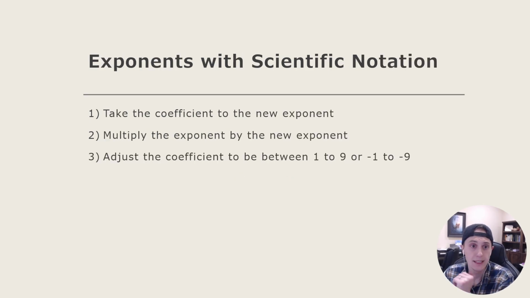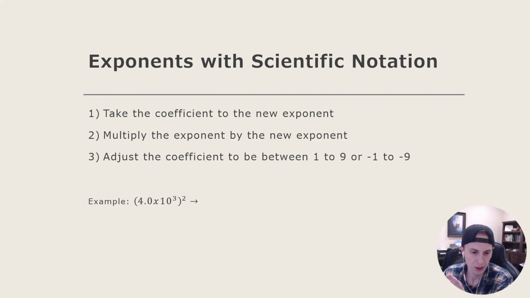That's it. Next, let's talk about taking a number written in scientific notation and squaring it or taking it to the third power, etc. Exponents with scientific notation. Step 1. Take the coefficient to the new exponent. Step 2. Multiply the exponent by the new exponent. Step 3. Adjust the coefficient to be between 1 to 9 or -1 to -9. So let's do an example so you know what the heck I'm trying to say.